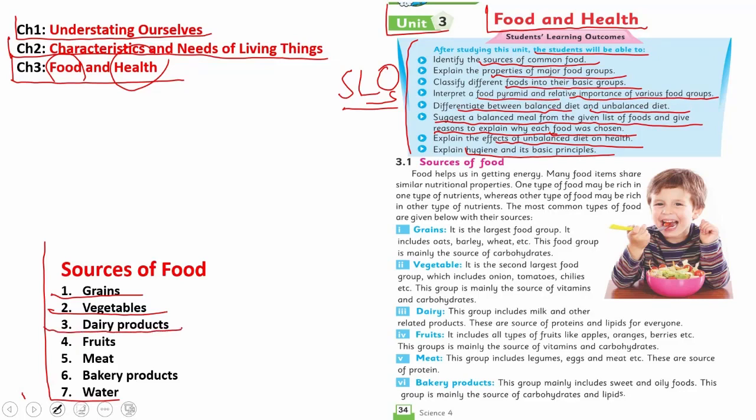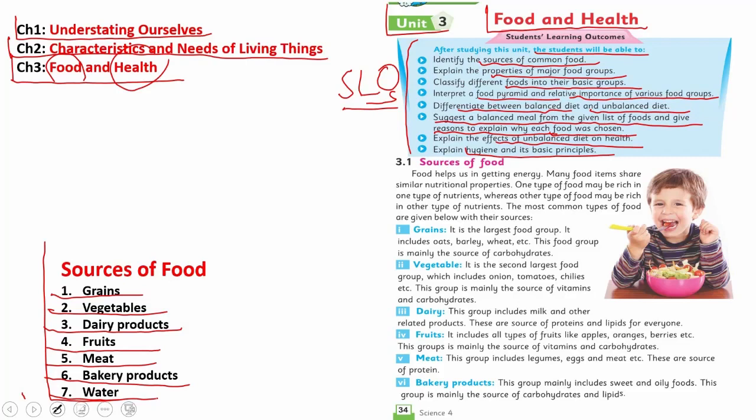Yes, dairy products we also eat. Fruits. We like it. Do you? Yes, everybody likes them. Meat. We eat meat in our dinners, in our lunch, and in different ways. Bakery products. You like cake, pastry, biscuits, and so on. And water is going to be the food of prime importance.